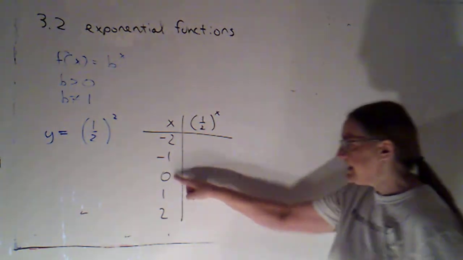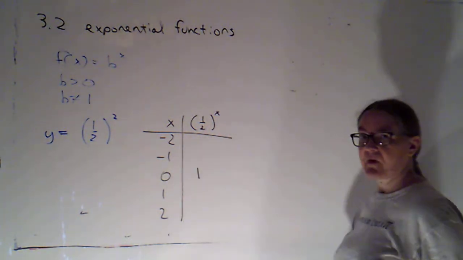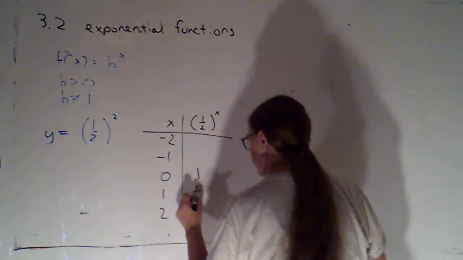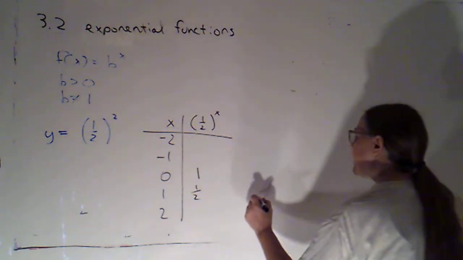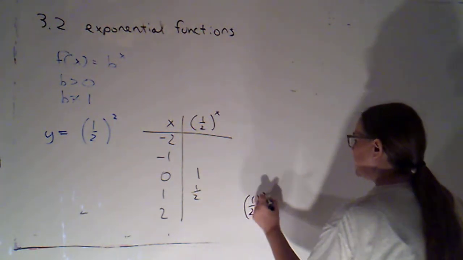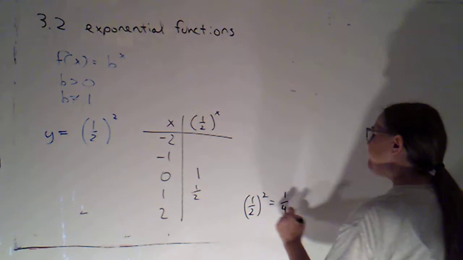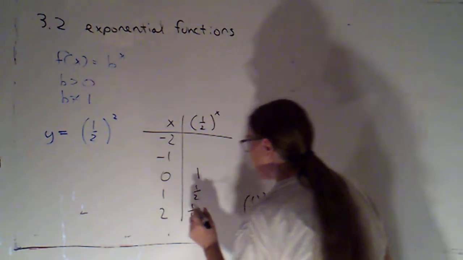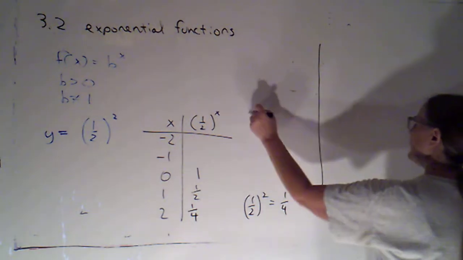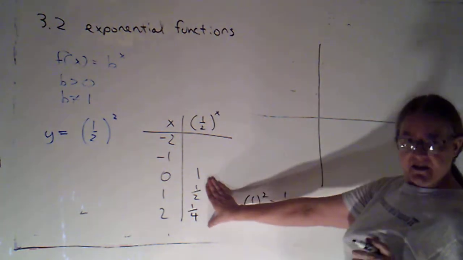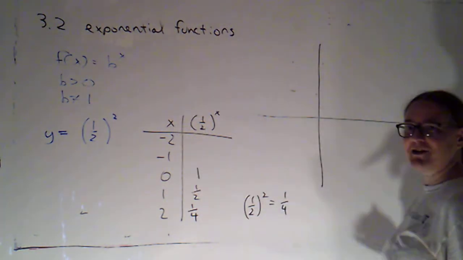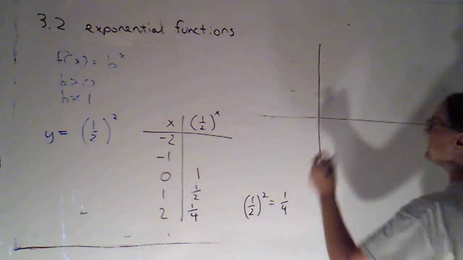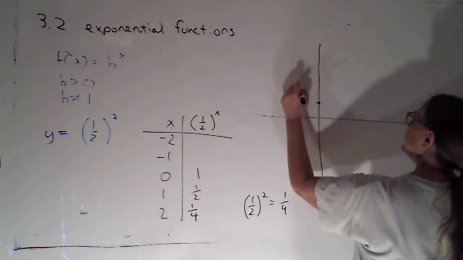Anything to the 0 is 1. 1/2 to the first is just 1/2. 1/2 squared is going to be 1/4, because I would square the top and square the bottom. Now notice, if I plot just these points, and we'll come back and deal with the left side of the graph in a moment. Here's my 0, 1.